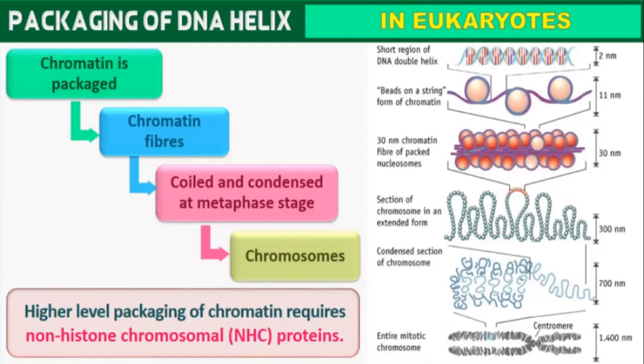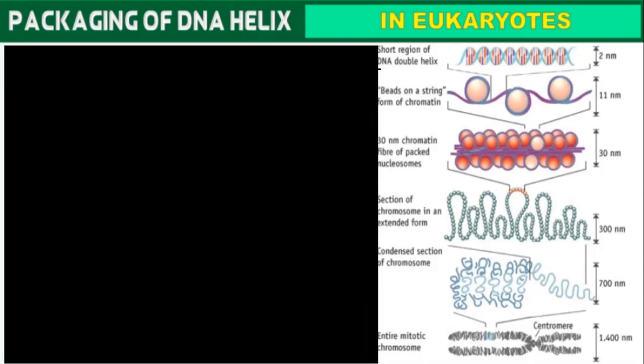So what are these NHC proteins? They are non-histone chromosomal proteins, that is, proteins other than histones present in chromosomes. And on staining of chromosomes, two types of regions are obtained. What are they?